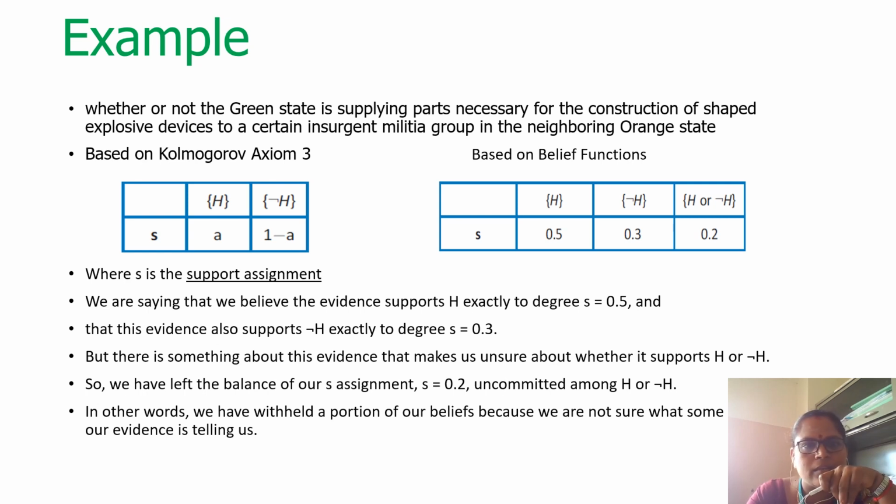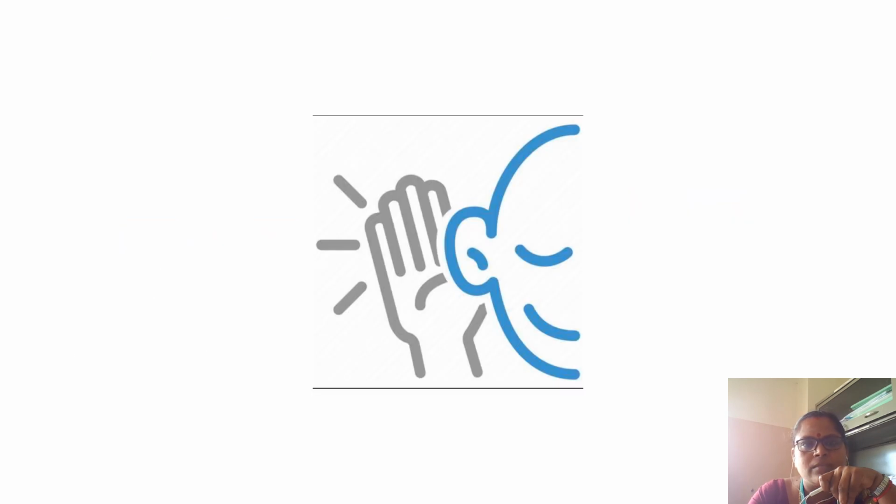So what we are saying here is that we believe the evidence about H to exactly a degree of 0.5. The evidence also supports the non-occurrence of H, that is not H, to exactly 0.3. But there is something about this evidence that makes us unsure about whether it supports H or not H. So we have left the balance of our assignment as 0.2. In other words, we have withheld a portion of our belief because we are not sure under which category it is going to come. So I think you have listened and probably learned what a belief function is. Bye.